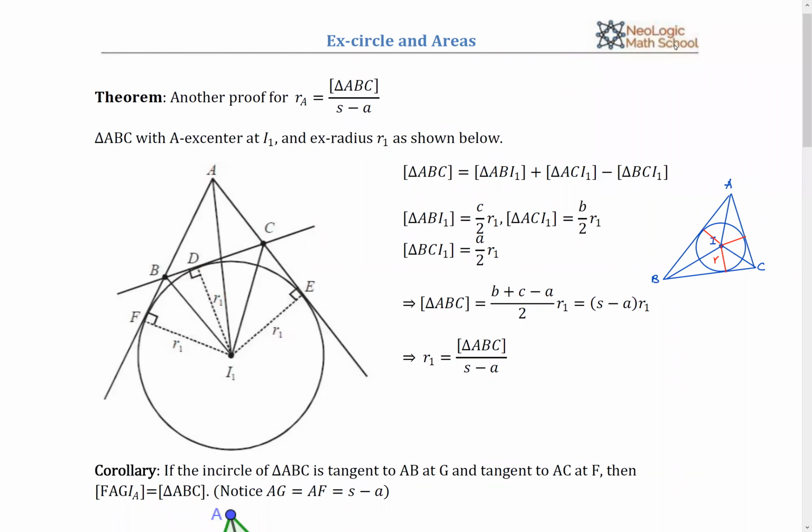All right, today let's take a look at some of the interesting things about areas and excircles. Let's begin with something that we're familiar with. If we have an incircle inside a triangle, this is the incenter I. This is the inradius, the radius of the incircle, r. So how do we find r?